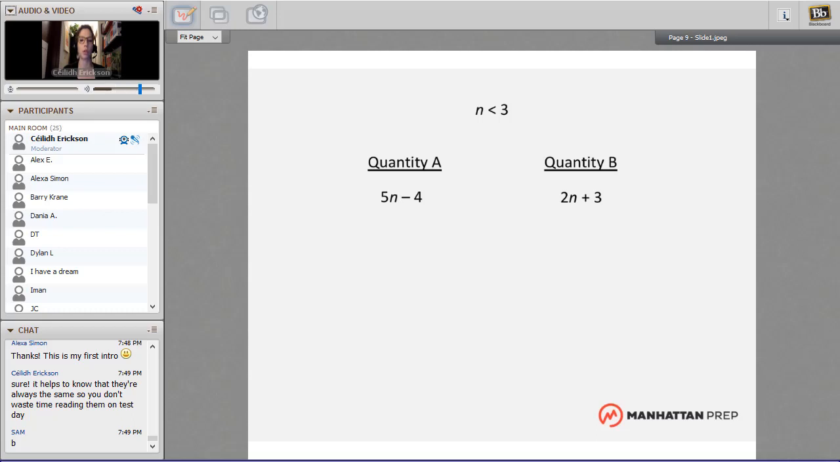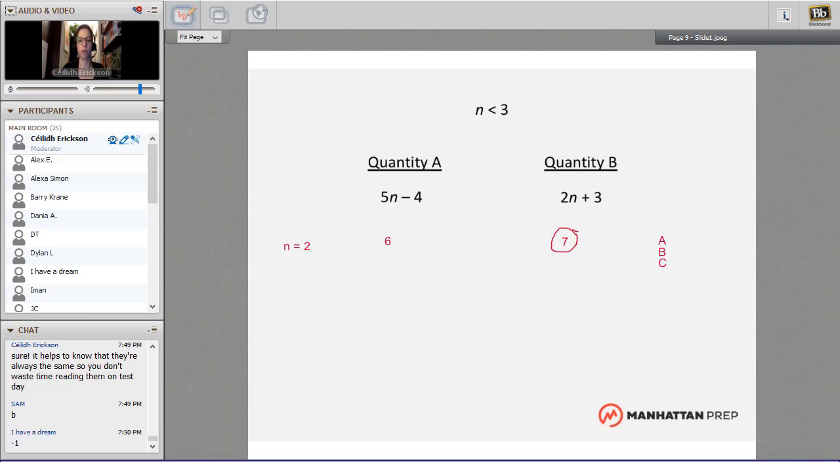N less than 3. Okay, so I'm going to try 2. If n is 2, 5 times n is 10, minus 4 is 6. 2 times 2 is 4, plus 3 is 7. Okay, so clearly this one's greater, so we can get rid of this one, and then, I like that idea.